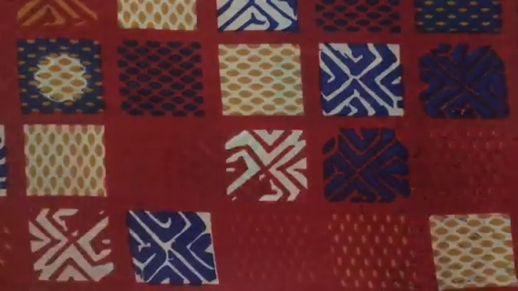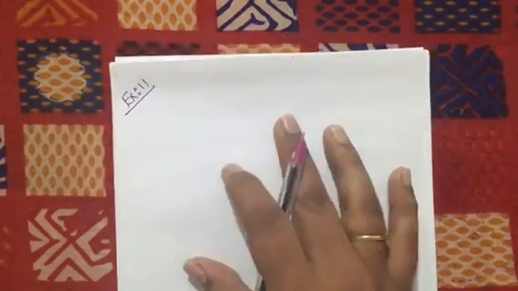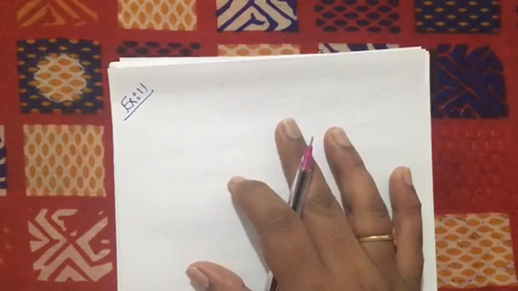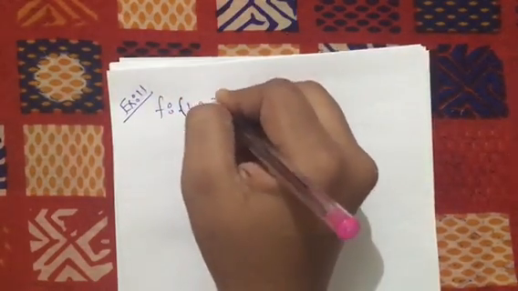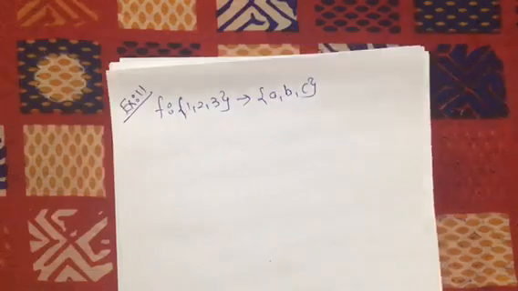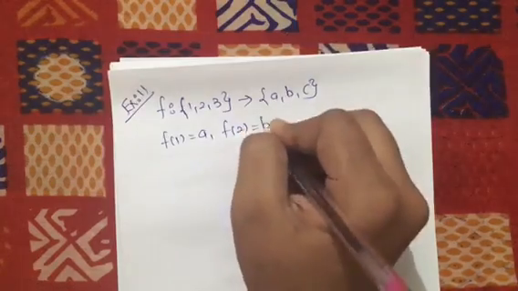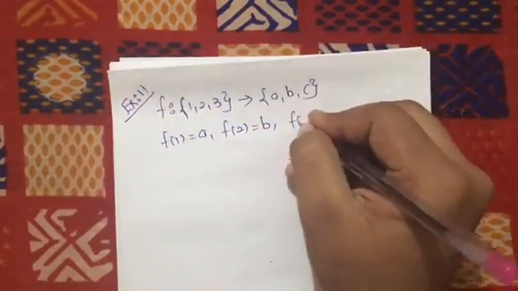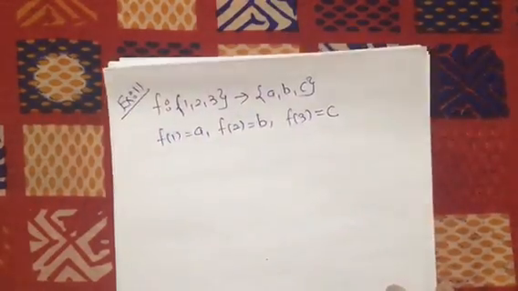Now move on to the next example, number 11, in which we have f from {1, 2, 3} to {a, b, c} given by f of 1 is equal to a, f of 2 is equal to b, and f of 3 is equal to c. Then find f inverse and show that f inverse of inverse is equal to f.